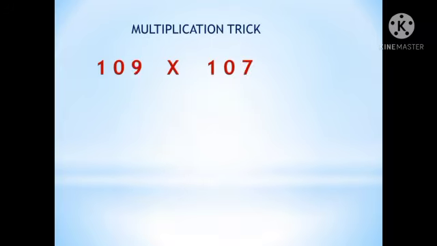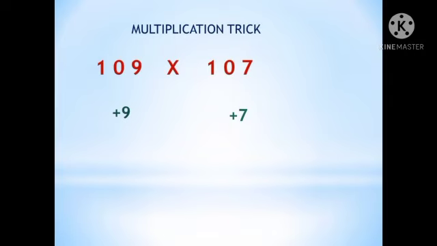So finally, let us see one more problem in this type. So here we are having the question 109 into 107. First, we are going to find out how much the numbers are greater than 100. So the number 109 is 9 greater than 100. So let us write plus 9, and the number 107 is 7 greater than 100. So let us write plus 7.